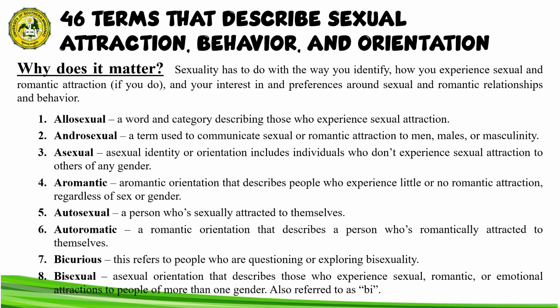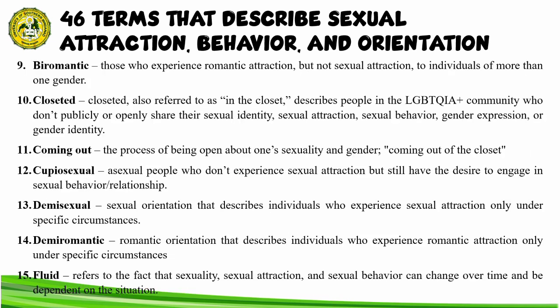We have another term called biromantic. Biromantic is a romantic orientation that describes people who are romantically attracted to two or more genders. These may include men, women, non-binary people, and people of other gender identities. Biromantic people may or may not experience sexual attraction to the same people they are romantically attracted to. For example, a biromantic person may be romantically attracted to both men and women but sexually attracted to only men.